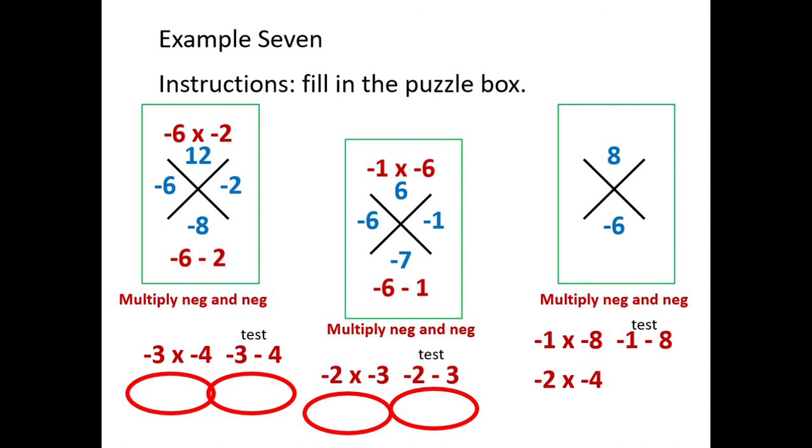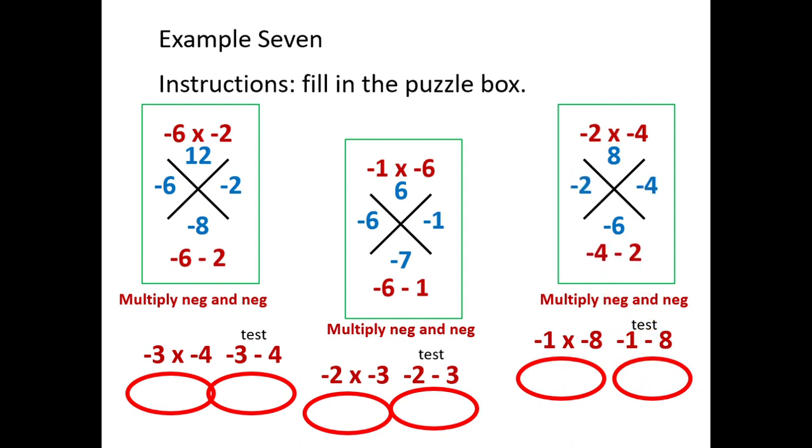2 and 4 gives you your 8. Negative times negative is positive. And a negative 2 added with a negative 4 gives you an even bigger negative, which is a negative 6. And that's our winner. So our answer, a negative 2 and a negative 4.